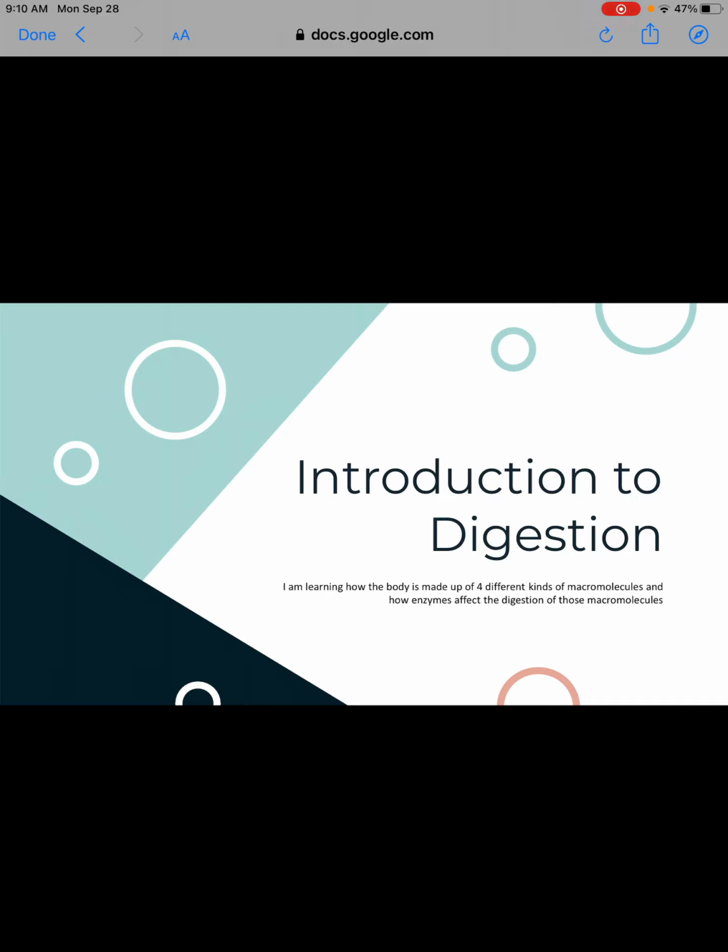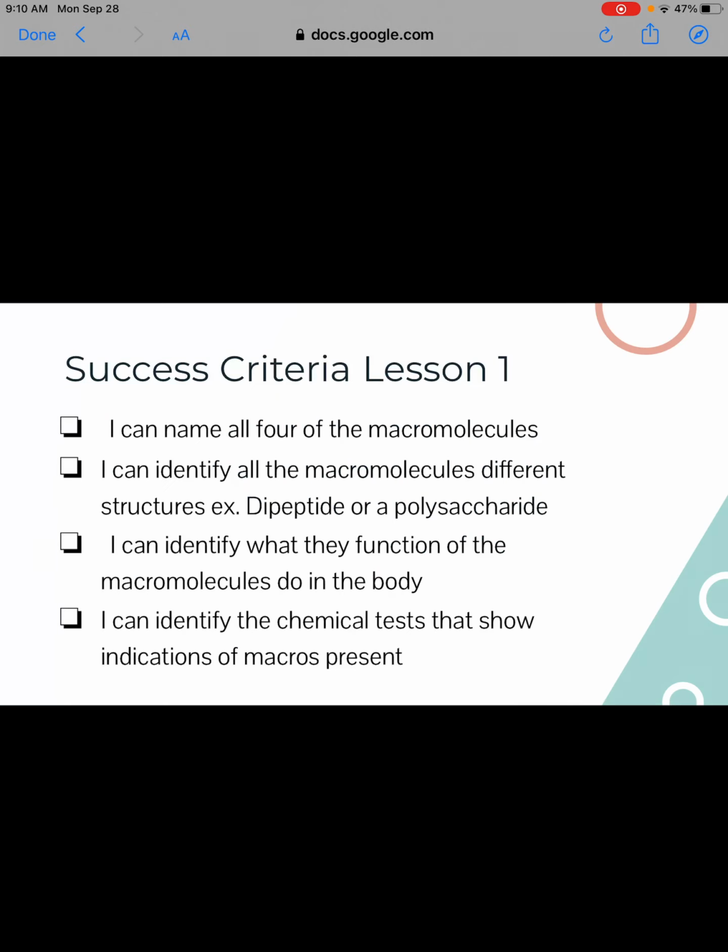Today we're going to be talking about the different types of macromolecules and eventually discuss how enzymes affect digestion of those macromolecules. Today your goal is to know all four of the macromolecules, identify the different structures such as a dipeptide or a polysaccharide, and then identify what the function of the macromolecules is in the body. We will eventually get to chemical tests as we move through this chapter.